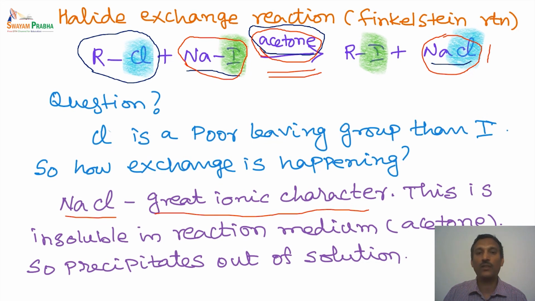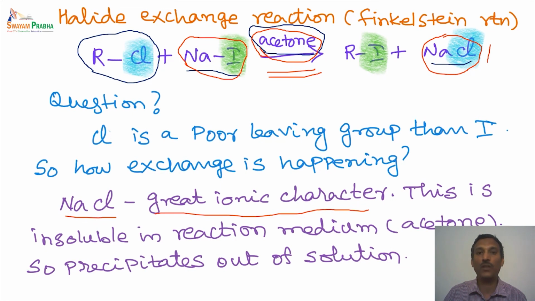So that is the success for this particular reaction. And this reaction is very simple to carry out. So that's the reason many synthetically useful reactions where the chloride has to be replaced with a better leaving group, iodide, people follow this procedure, simply mixing the alkyl chlorides, the lower halides, with sodium iodide in acetone.